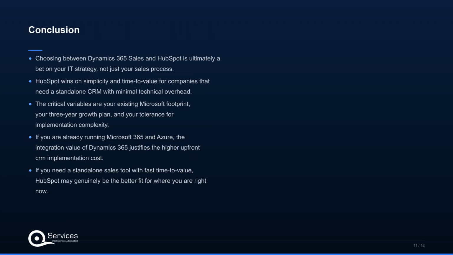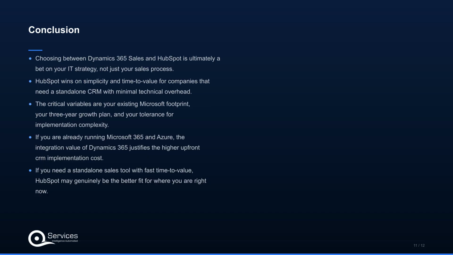Next up, now, conclusion. Choosing between Dynamics 365 Sales and HubSpot is ultimately a bet on your IT strategy, not just your sales process. HubSpot wins on simplicity and time to value for companies that need a standalone CRM with minimal technical overhead. Dynamics 365 wins when you need Dynamics 365 integration services that span sales, finance, operations, and customer service on a unified data platform, and when your team is already invested in the Microsoft ecosystem.